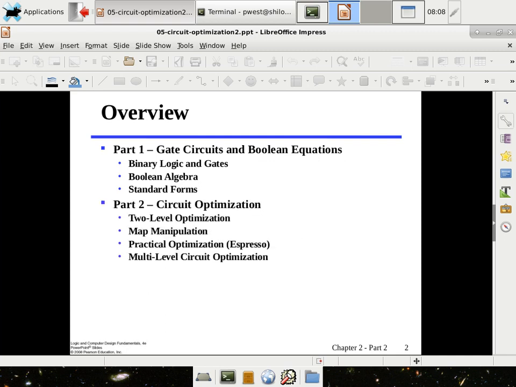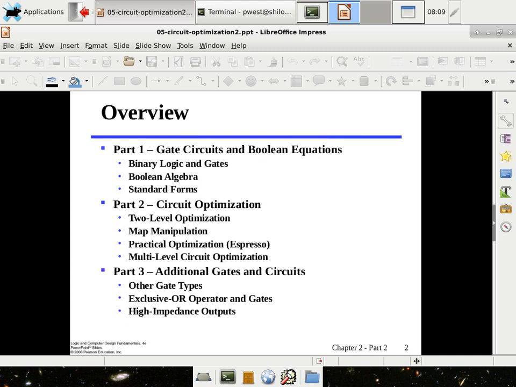All right. Next, we're going to go into how we optimize it. We're going to talk about different types of optimizations. Then we're going to say that this is not a solvable problem, and instead we're going to do a suboptimal solution, which is Espresso. Now, we aren't going to do part 3, which is other types of gates and circuits. I think we can leave that for later because we really should get on to more architecture-level endeavors.